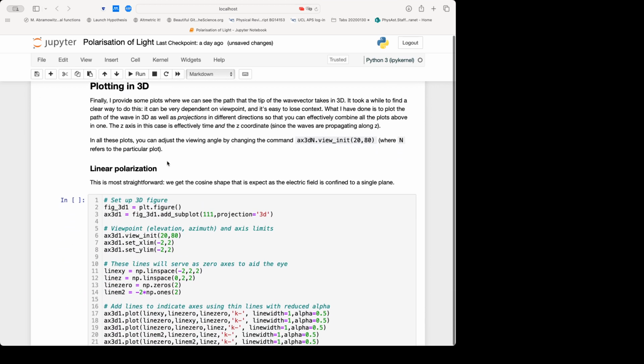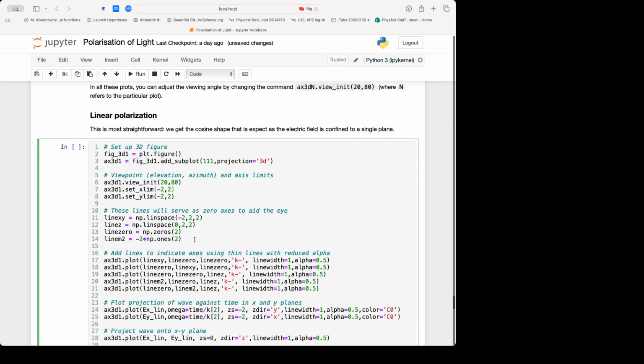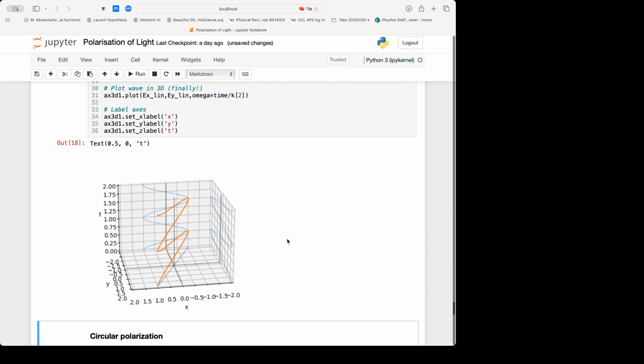Finally, I'm going to plot in 3D. I'm sometimes a little bit wary plotting in 3D because you can hide an awful lot. It doesn't always help, but I think in this case there are some things that you can use. The command you might want to look at is this one here, which sets the viewing point, gives you the elevation and the azimuth. So let's plot the linear polarization here. And here we see it.